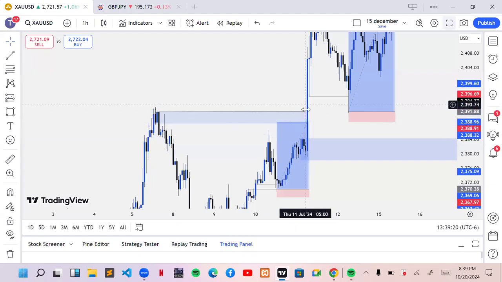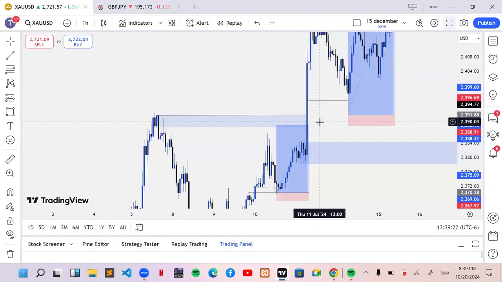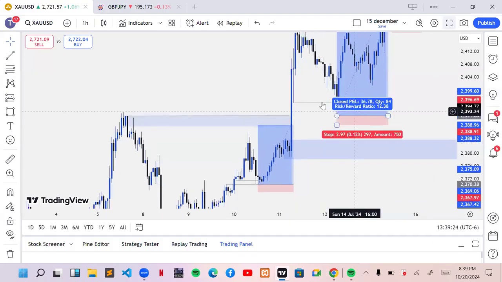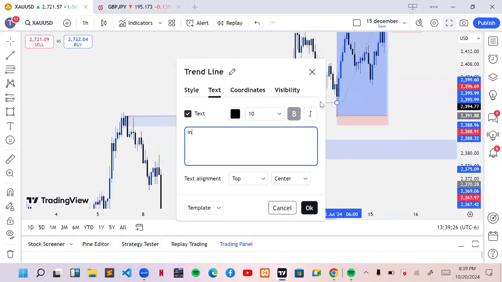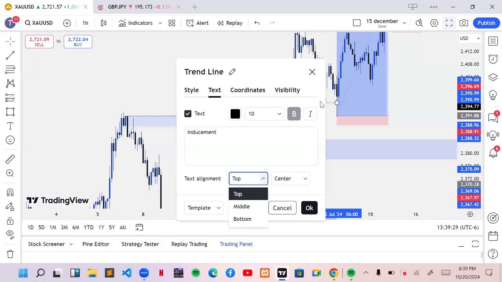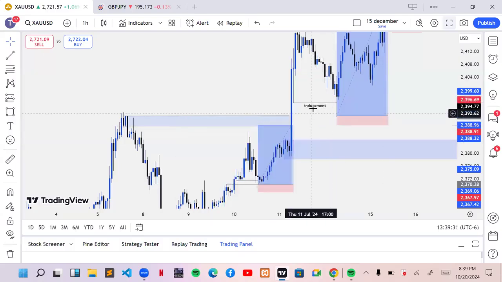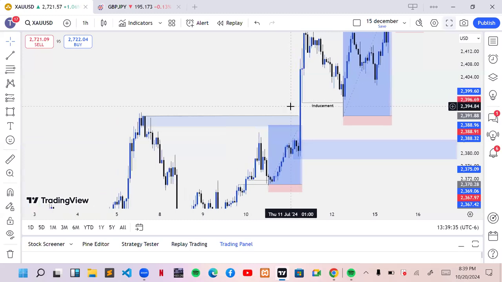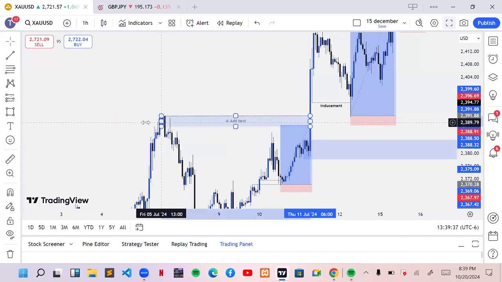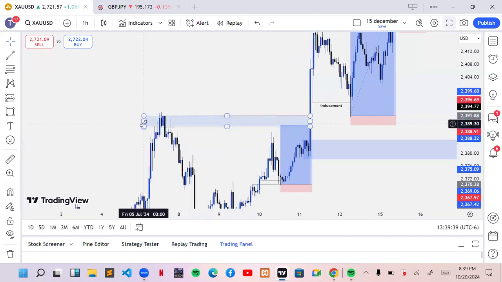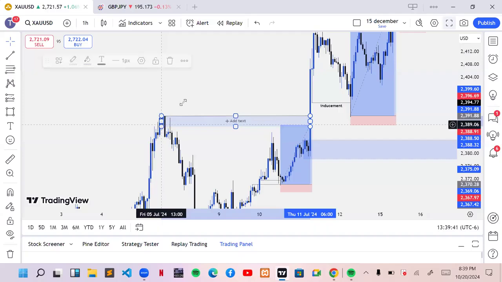This is a break of structure. After the break of structure, the first pullback that market makes is right here. This is our inducement right here. But if you pay attention, this inducement never mitigated our breaker block, because since market broke past this other block, now it's no longer an order block but a breaker block.